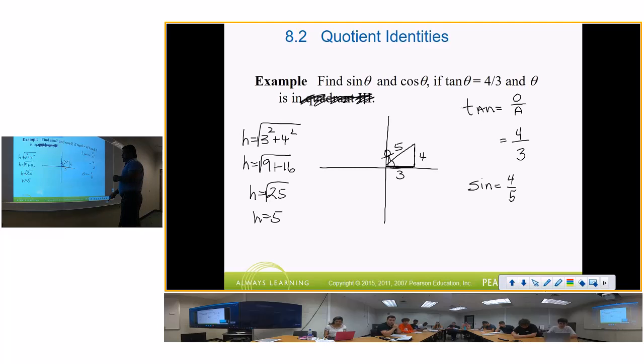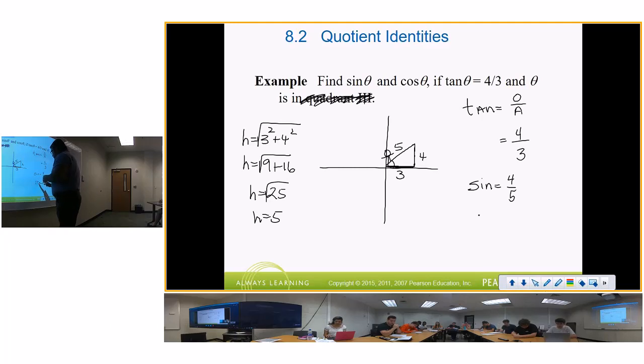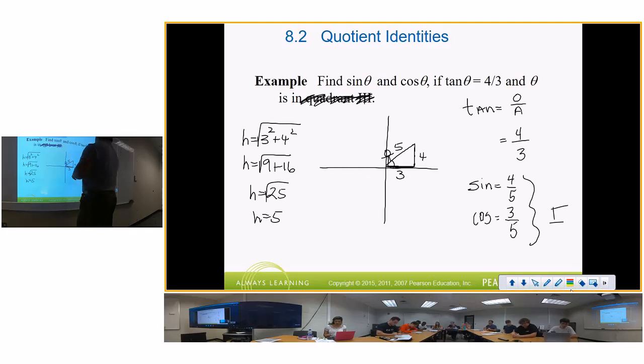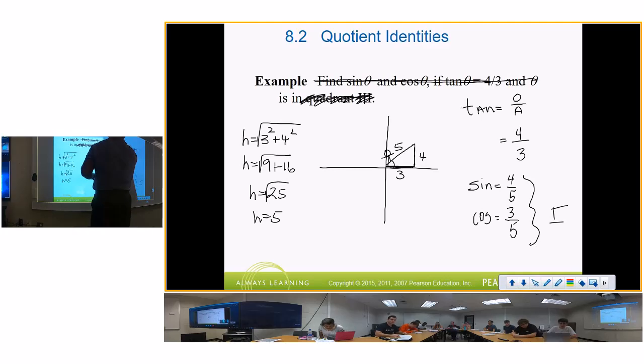And cosine, Oscar had a what? A hunk, well, that's going to be 3 over 5. But the problem is, that's in the what quadrant? That's in the first quadrant. So now you just did this. So mark that out.